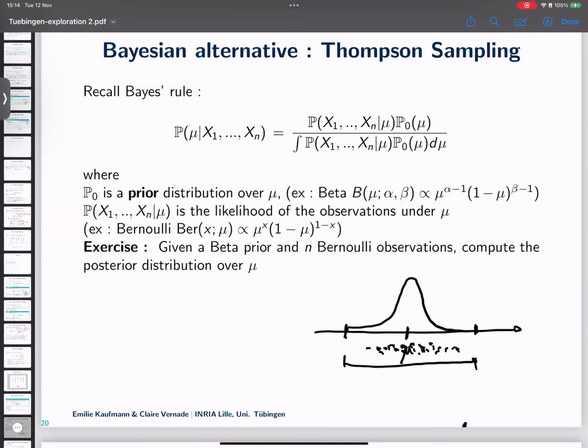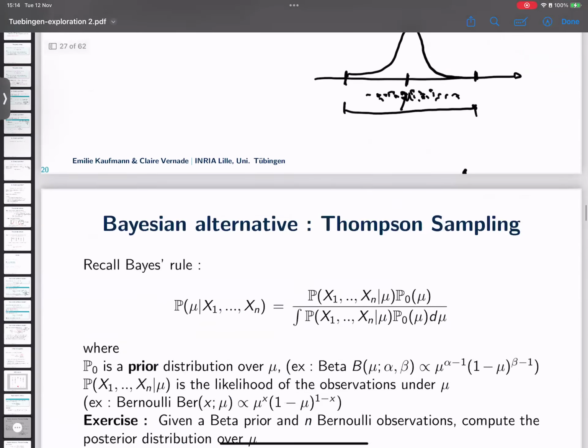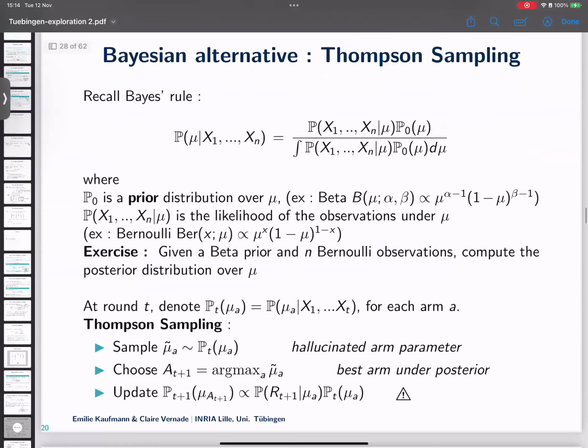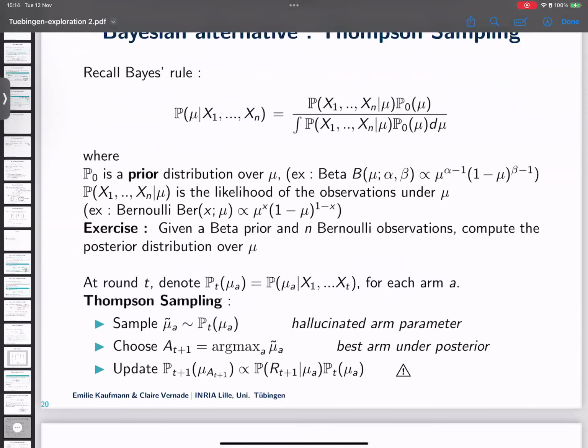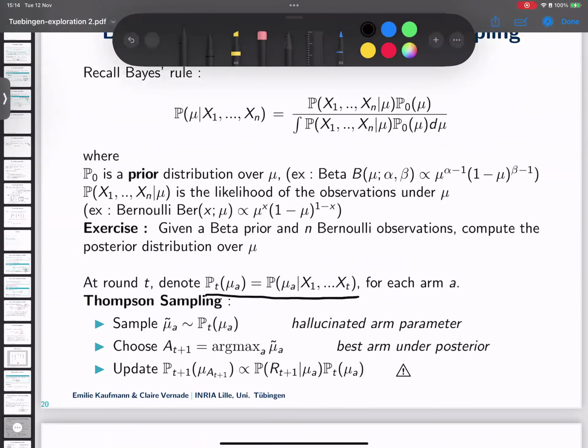The idea of Thompson sampling is that if you give me a prior, which is your choice as a practitioner, and I give you samples, then you can compute a posterior distribution, like I just did here. And using this posterior, you can get some random estimation of the mean of the rewards. So at time t, I have a posterior distribution. This notation here is the posterior.